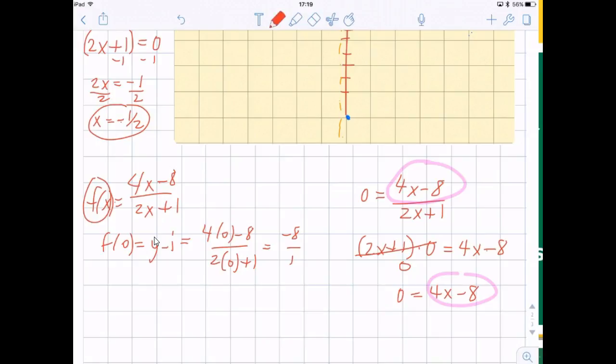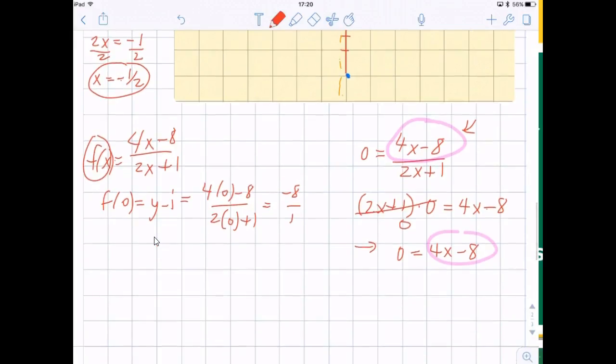Look at this case. You have the numerator, which is 4x minus 8. If you want to make the fraction 0, the top must be 0. So you don't really care about the 2x plus 1. All you care about is the 4x minus 8. So let's figure out what x value would make that true. You add 8 to both sides, and you get 4x equals 8. Then you divide both sides by 4, and you get x equals 2, because 8 divided by 4 is 2. So the x-intercept turns out to be x equals 2.